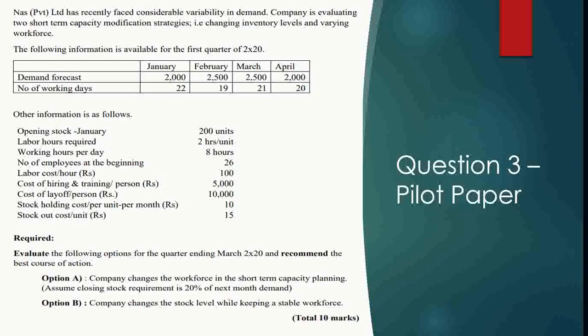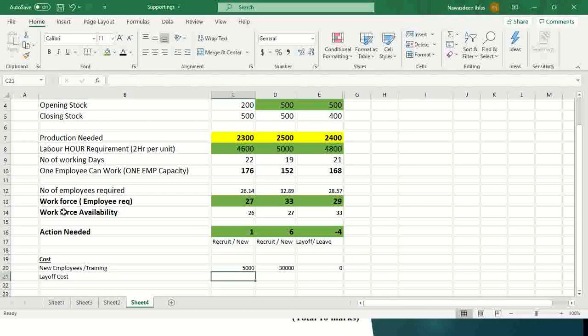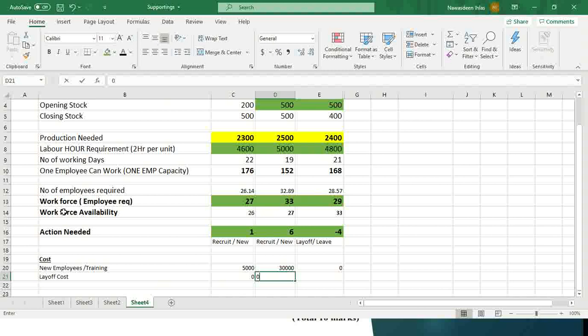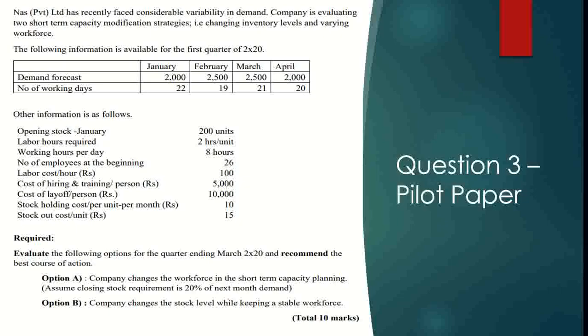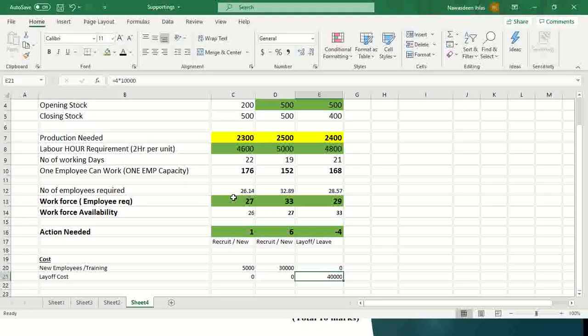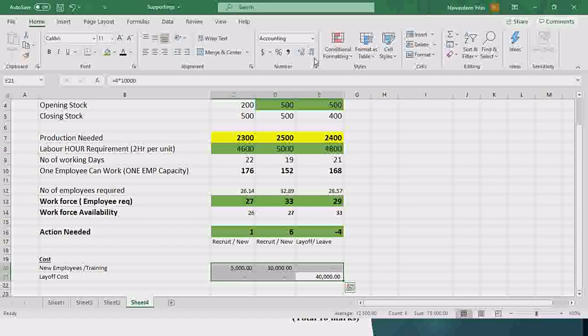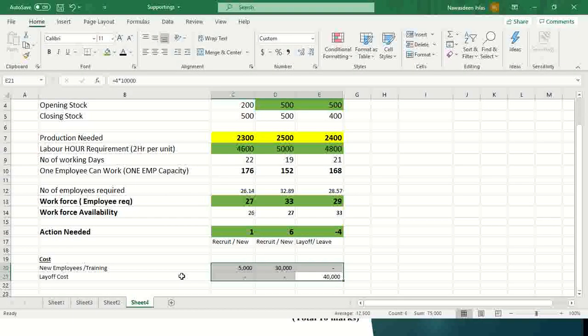Then the cost of layoff. If any employee is leaving, we have to pay some amount. In January we can't see any employee leaving. In February we can't see any employee leaving, but in March we can see 4 employees leaving. So 4 into 10,000, as per employee we have to pay 10,000. So we can see the cost associated with this decision.